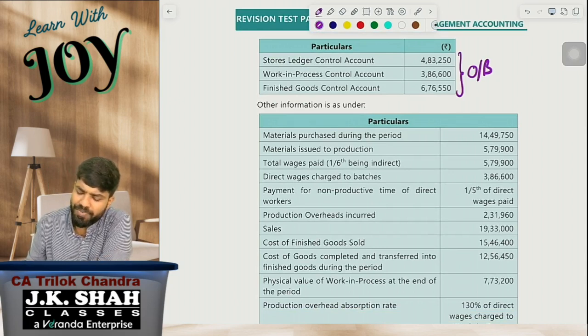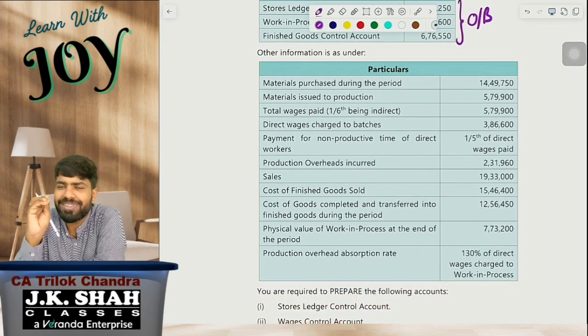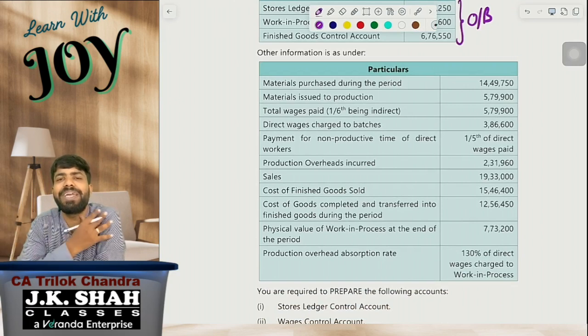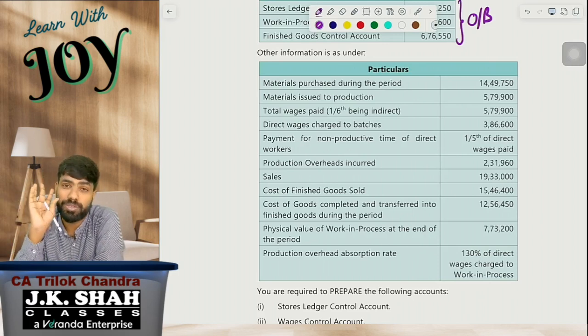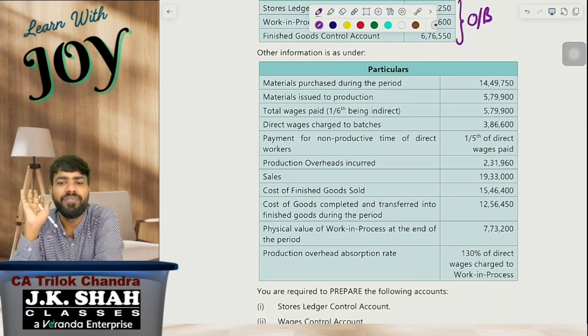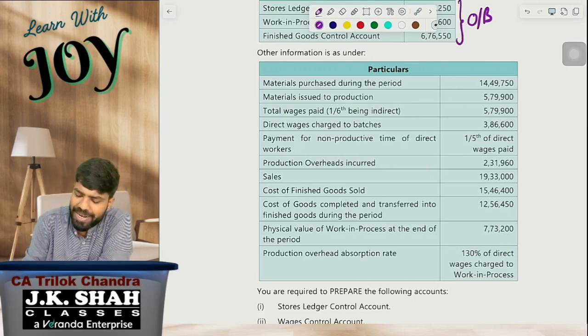I already uploaded a video based on the cost accounting system. If you have any doubt regarding the journal entries, please watch the video. You'll get full clarity. It's my guarantee, 100% you'll get the clarity. I clearly explain the entries related to material, labor, and overheads, and how to close the accounts. Everything I have clearly explained. You can just go through the video.